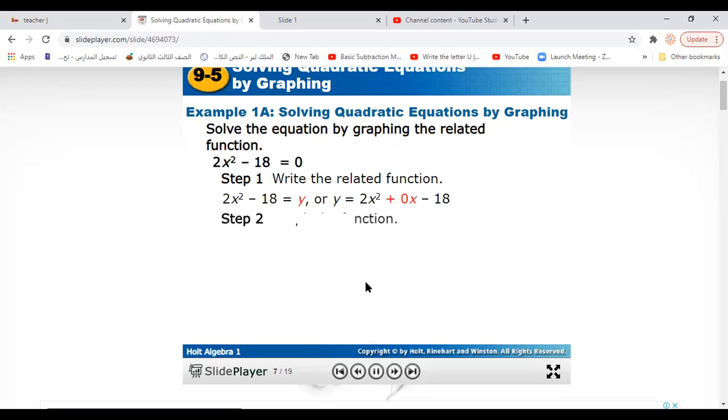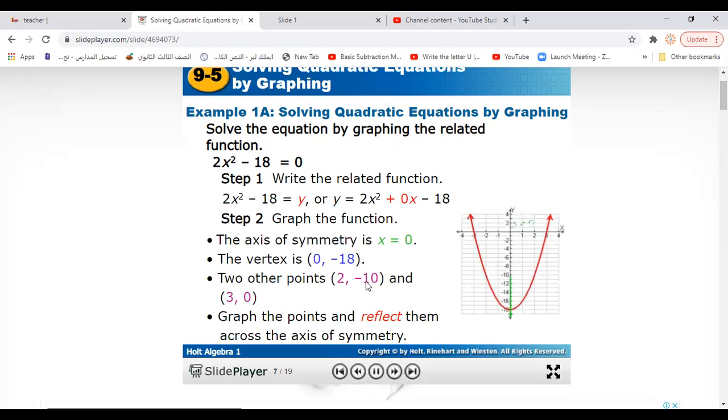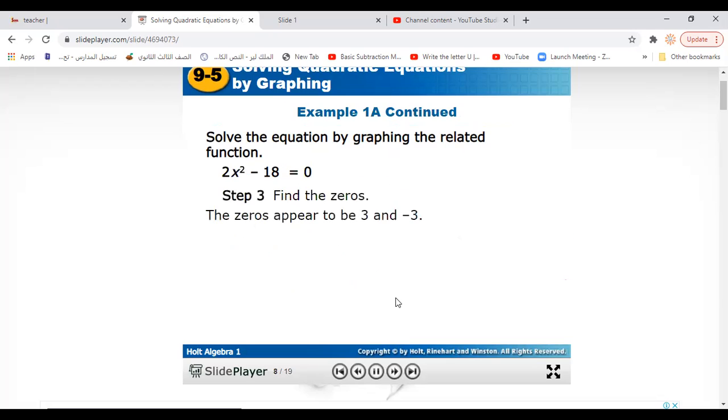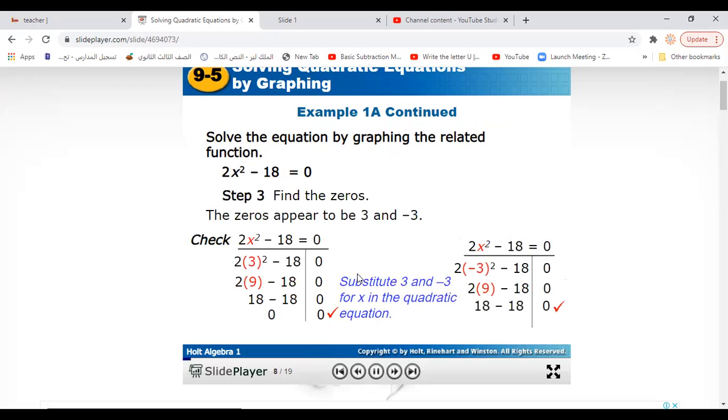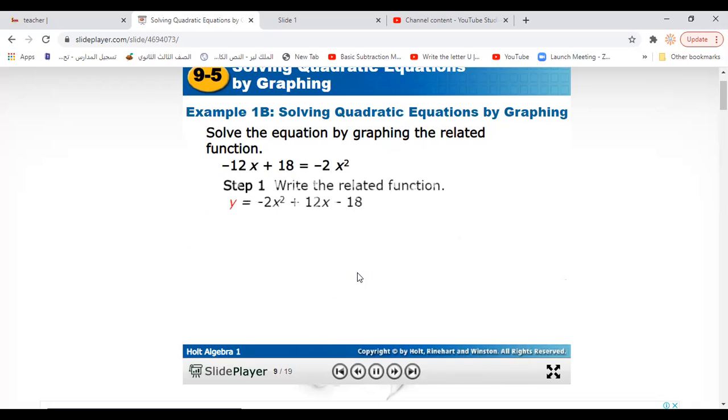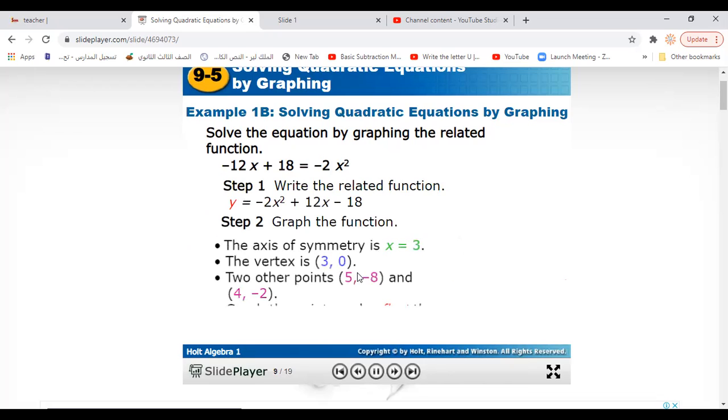After that, when we graph it, we will find the vertex was 0 and negative 18, and we found the two ordered pairs. Then we will replace to find another ordered pair. Let x equal 3 or x equal negative 3, because when we represent it graphically, we will find that the intersection points with the x-axis were 3 and negative 3.